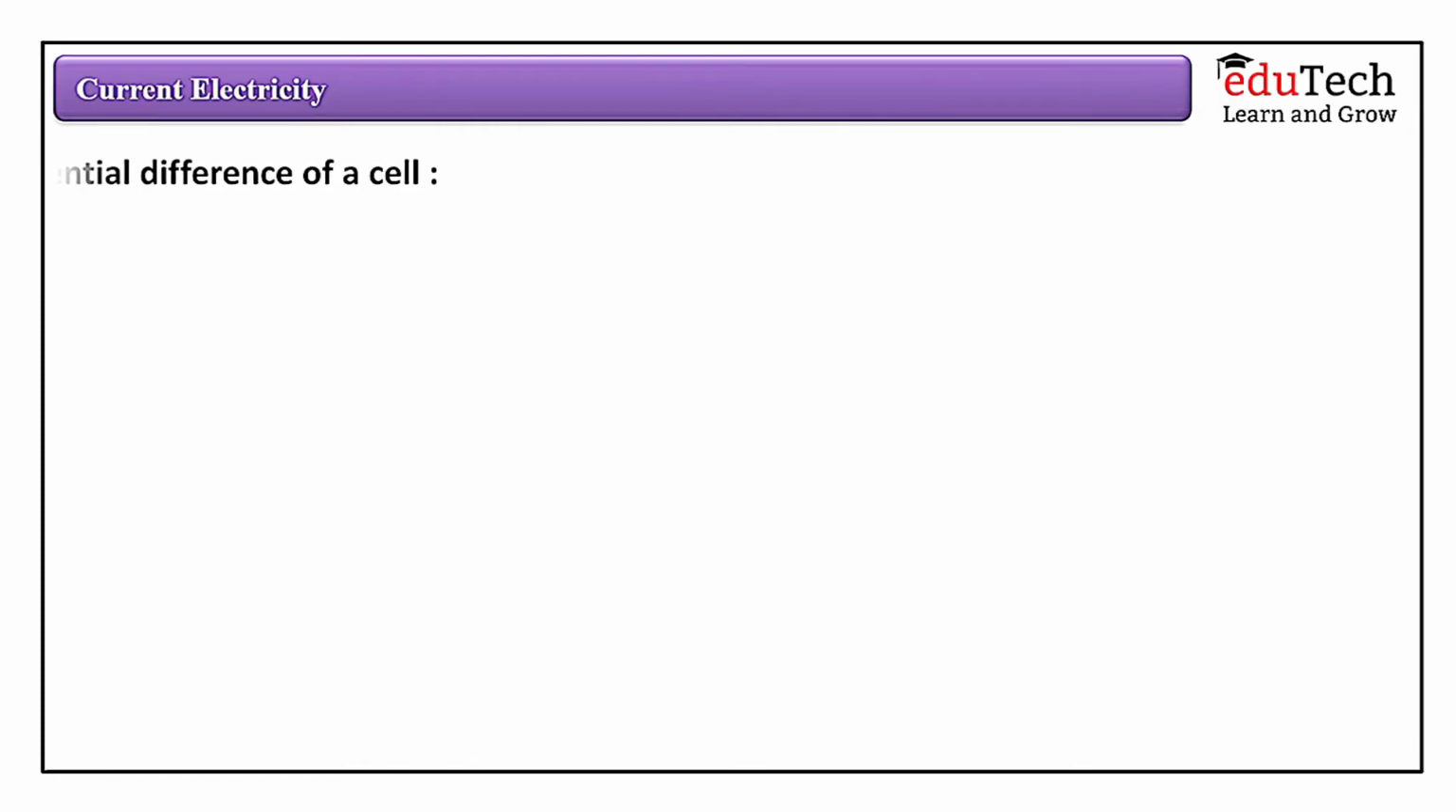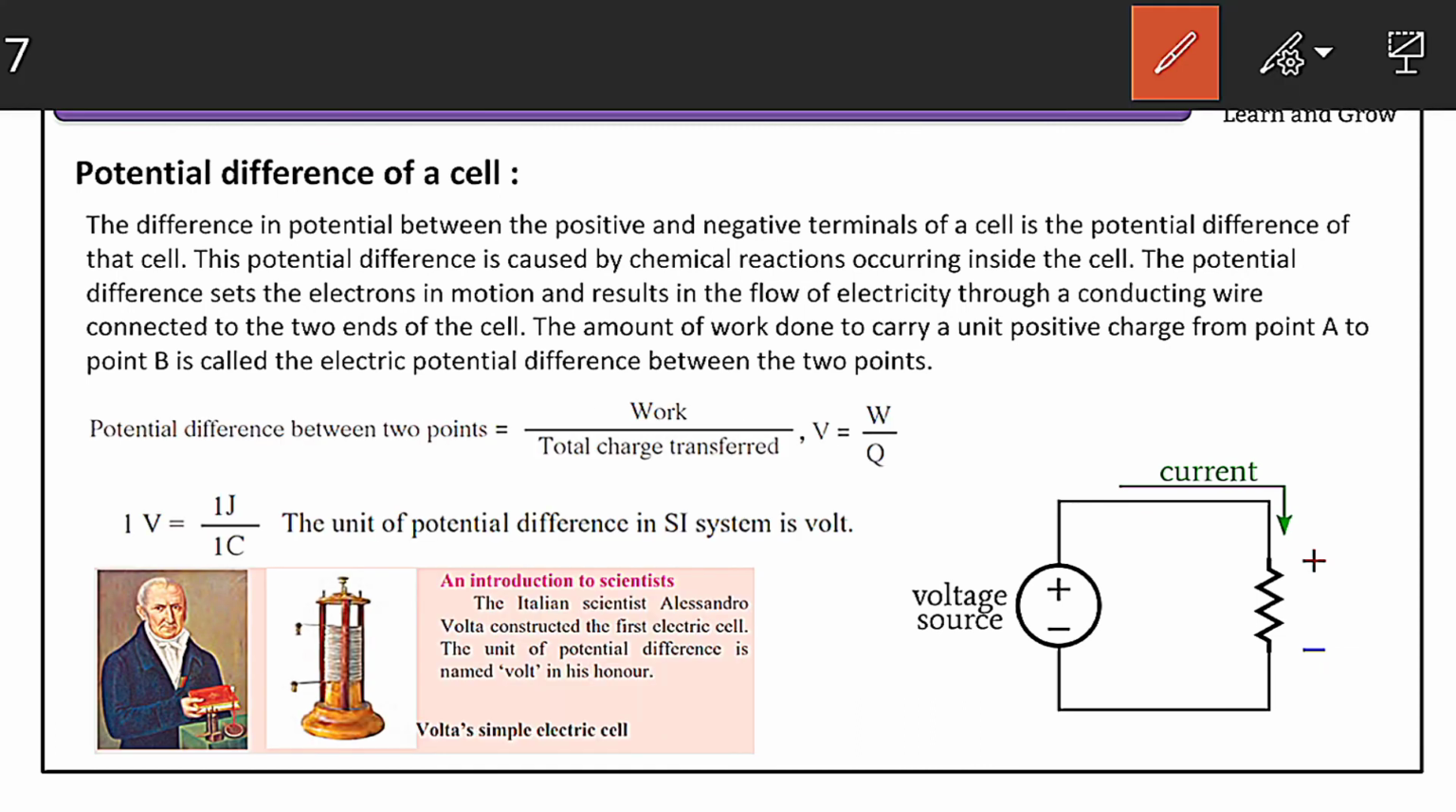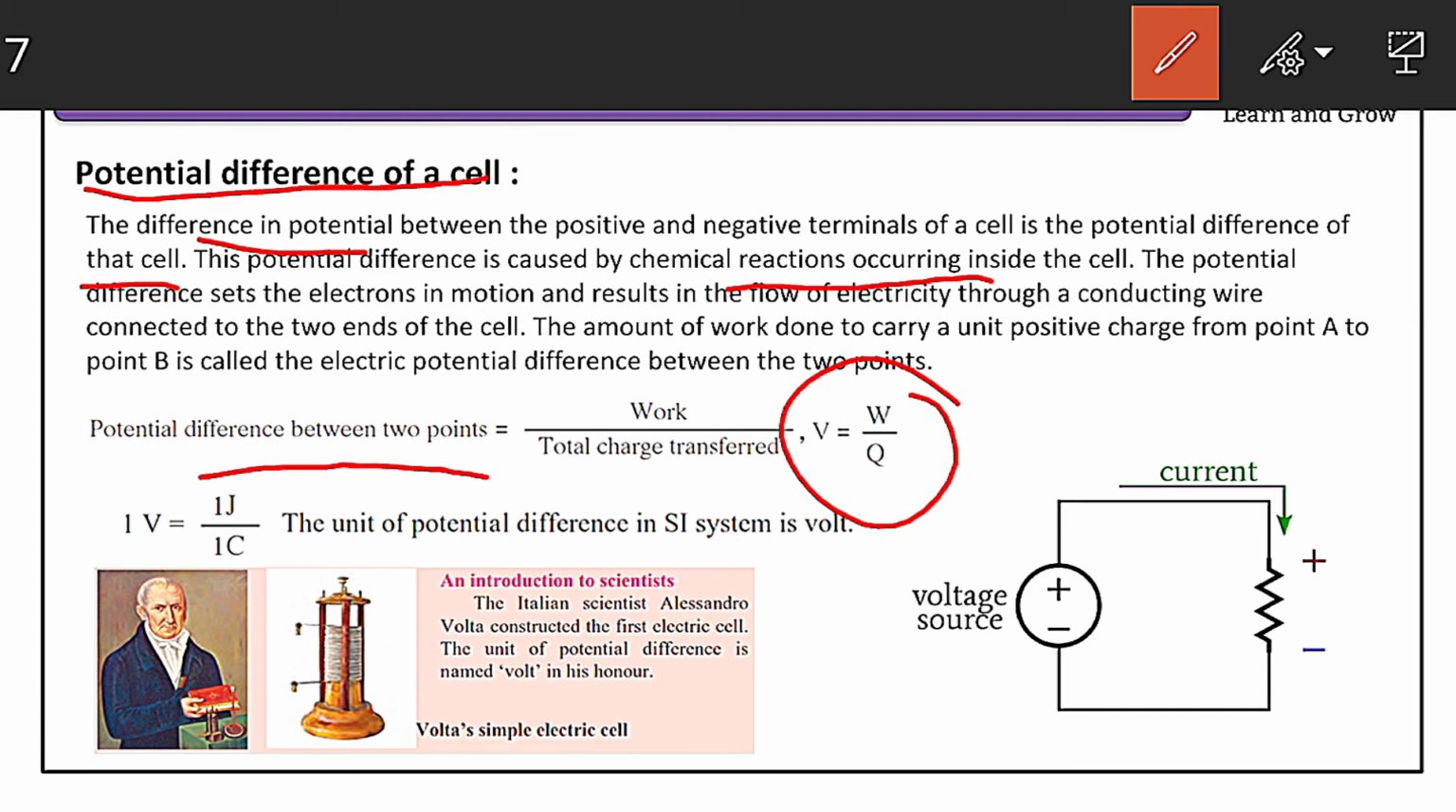Now we will see the potential difference of a cell, its formula and its units. The potential difference between two points is V equals W upon Q. The difference in potential between the positive and the negative terminal of a cell is the potential difference of that cell. This potential difference is caused by the chemical reaction occurring inside the cell. The potential difference sets the electrons in motion and results in the flow of electricity through a conducting wire connected to the two ends of a cell.